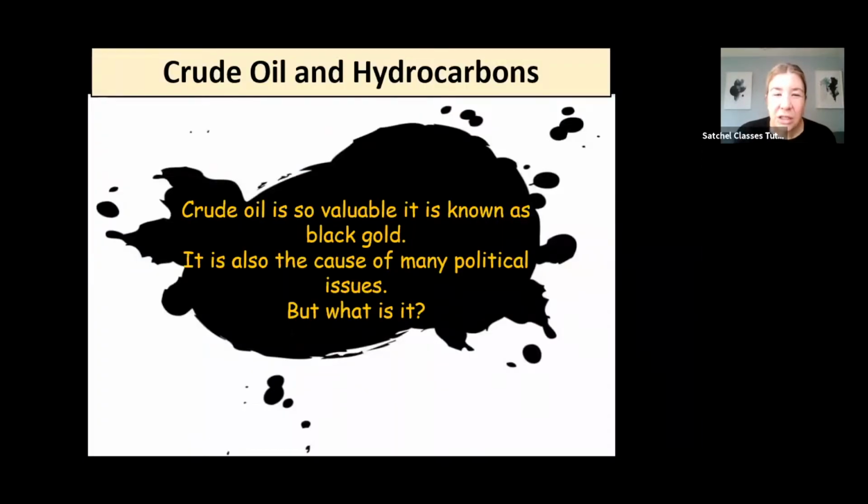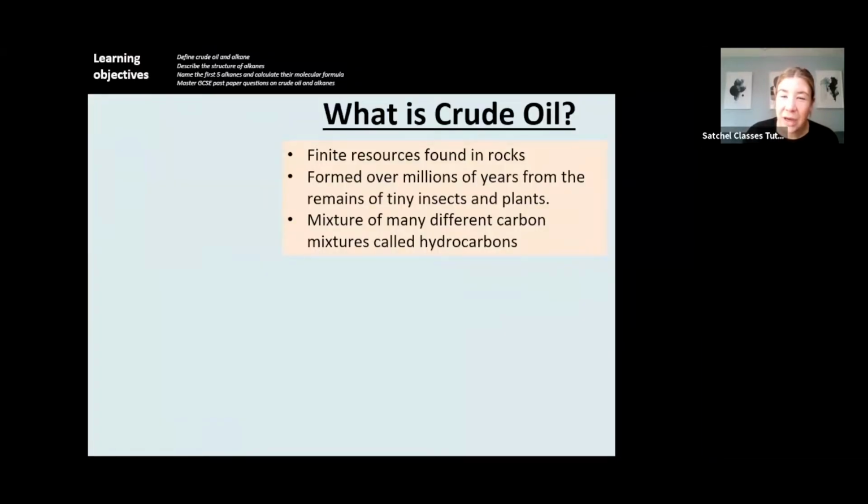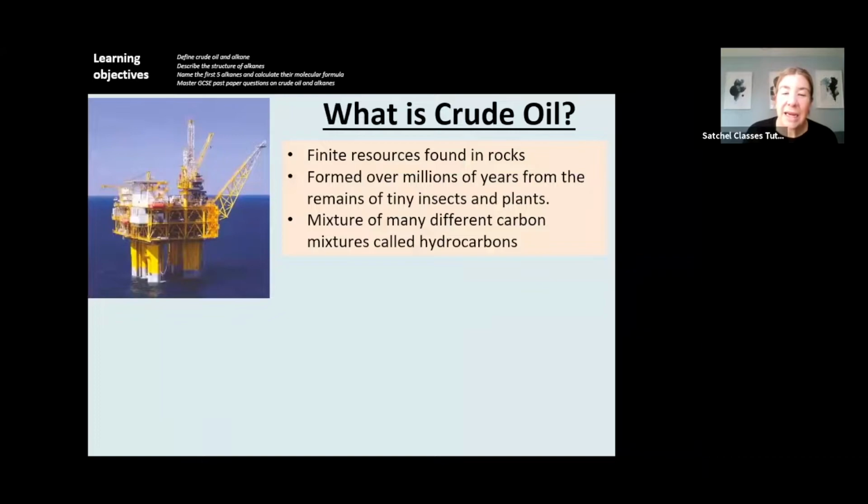So, crude oil and hydrocarbons. Crude oil is so valuable, it is known as black gold. It's also the cause of many political issues, but what actually is crude oil? It comes from a set of finite resources found in rocks. It formed over millions of years from the remains of tiny animals and plants. It's a mixture of many different carbon compounds called hydrocarbons. So it's a mixture of different hydrocarbons.